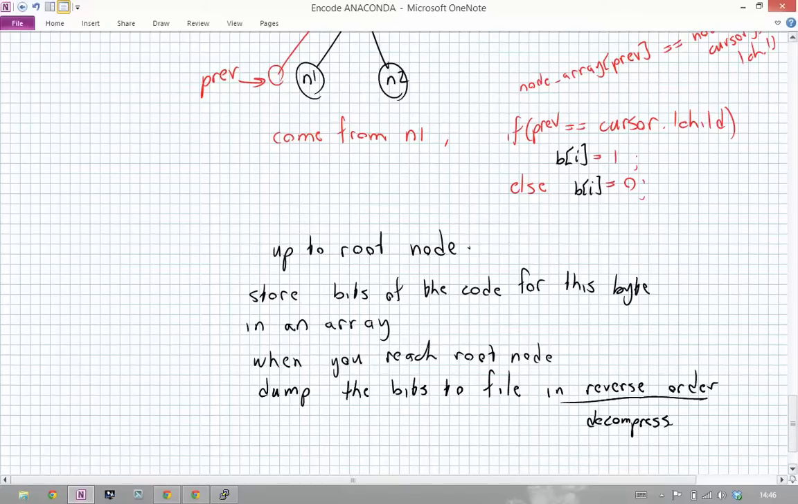So in some sense, if I didn't reverse it, the information for these guys would still be there, but it wouldn't really be there in a useful way. I wouldn't really be able to get it back out. So I have to dump these bits to the file in reverse order, for decompression.